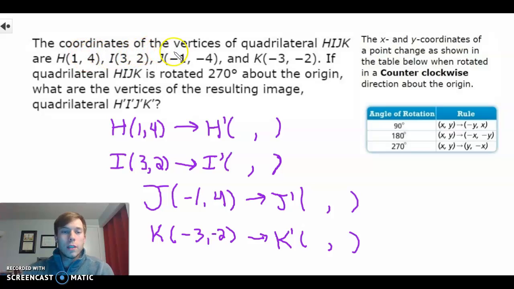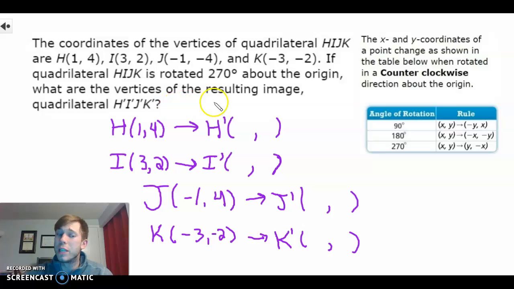The coordinates of the vertices of quadrilateral HIJK are H(1, 4), I(3, 2), J(-1, -4), and K(-3, -2). If quadrilateral HIJK is rotated 270 degrees about the origin, that means we're going to go counterclockwise, what are the vertices of the resulting image, quadrilateral H prime, I prime, J prime, and K prime?